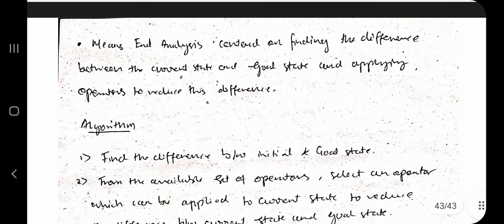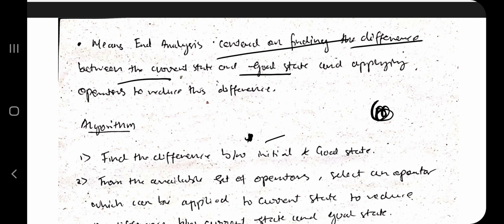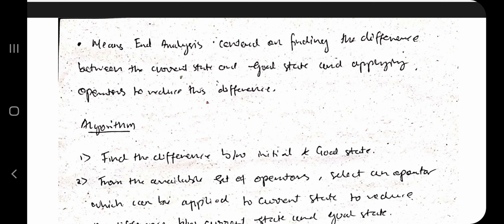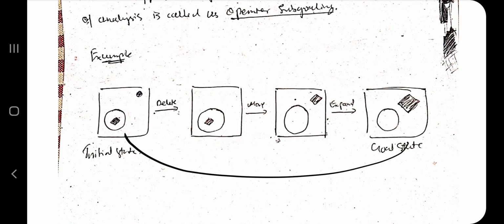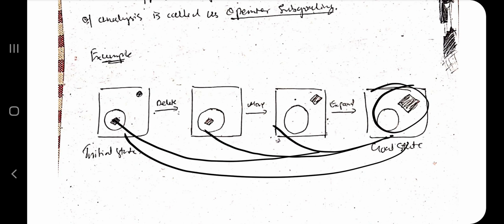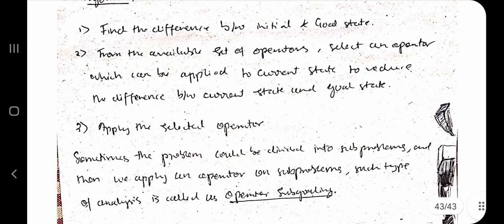Means-end analysis is centered on finding the difference between the current state and the goal state. What is the difference between where you are and the goal state where you have to reach? Apply the operators to reduce this difference. That is what we are doing here also. This is the initial state, this is the goal state. What are the differences? Eliminate those differences and get closer and closer until you reach the goal state.